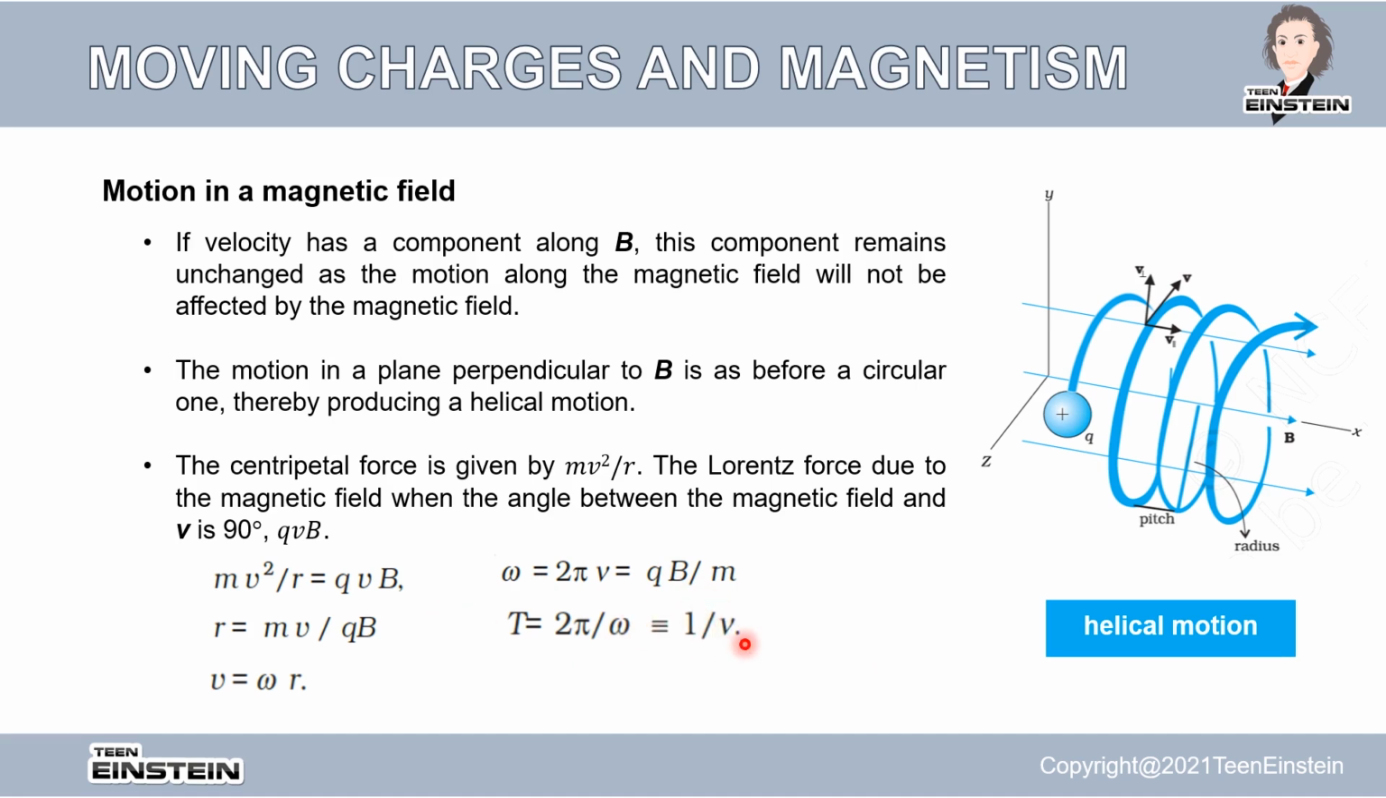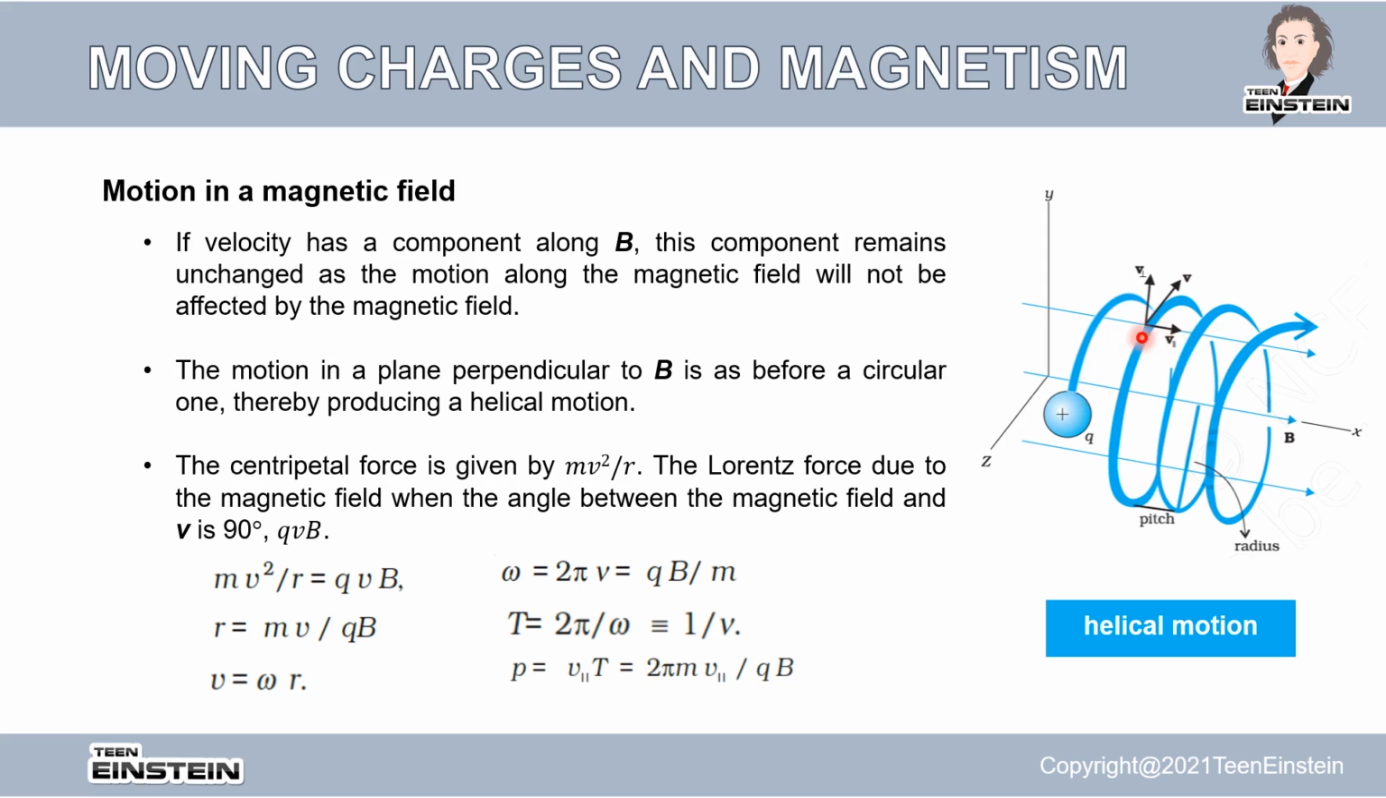Then this is nothing but 1 by nu, so it is the inverse of your frequency. Now we know what T is. T is nothing but 2 pi m by qB. And what is P? P is the horizontal distance, or the distance along the x-axis, the particle travels in one rotation, one particular circular motion.